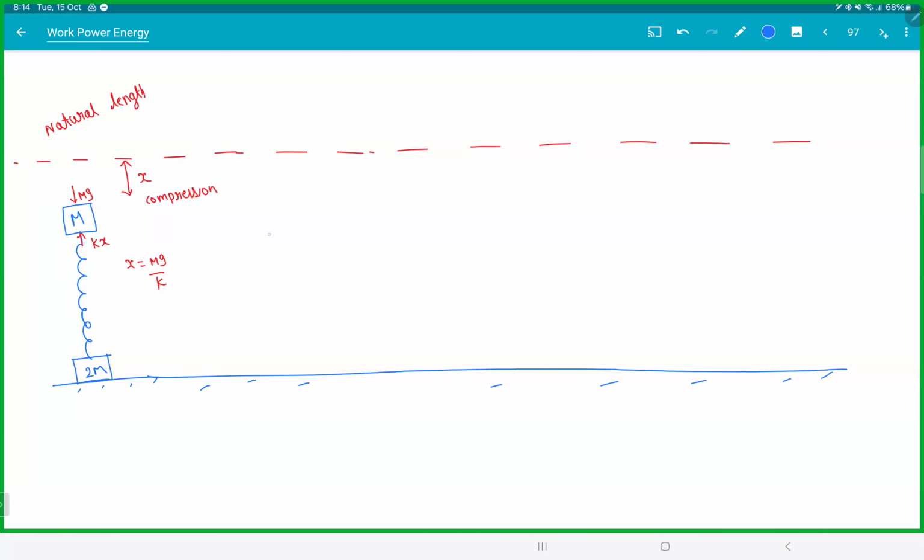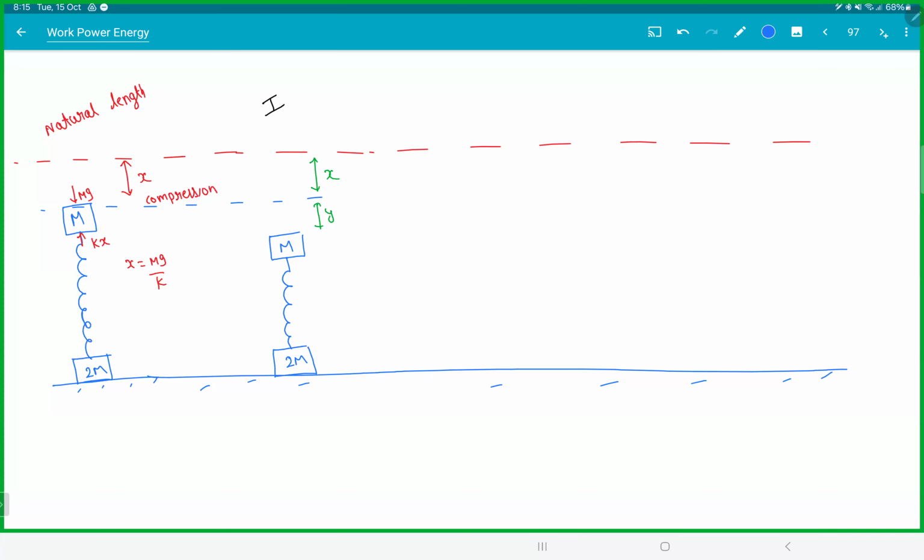Now, you pushed it by y further. So from this position, you pushed it by y further. Now that means the total compression is x plus y. Agreed? So your question starts from here. Now from this point you left it. This is my state 1. The question starts from here. Now what will happen?